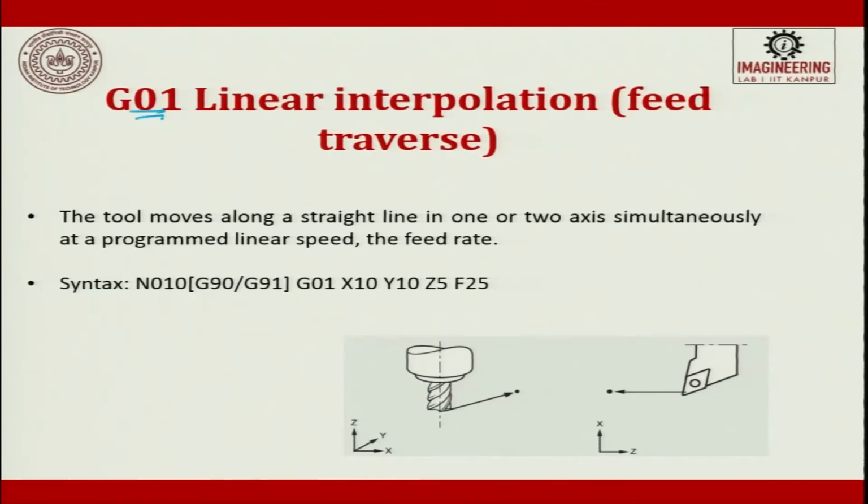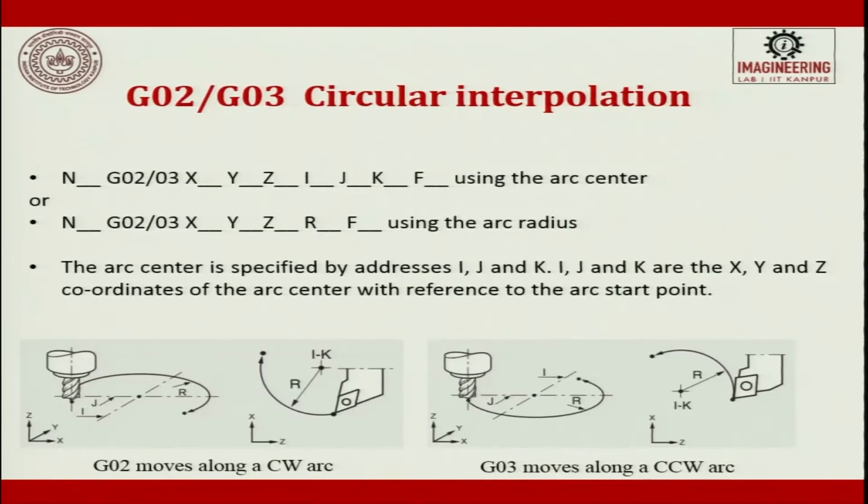When you look at G01, the tool moves along a straight line in one or two axes, as I said, horizontal, vertical, or two axes for tapers, simultaneously at a programmed linear speed, the feed rate. Here we follow the speed and feed rates that are defined. So we write the block N010, G90 or G91, absolute or incremental, G01 command, X, Y, Z, and we define the feed. You can also have the speed 1000. So, at a programmed linear speed and feed rate, the block will execute.